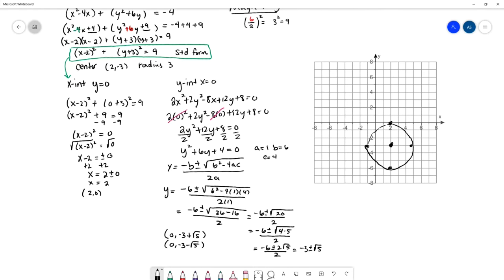What's nice about looking at the graph now is that it confirms what we found earlier, that we have just one x-intercept at (2, 0). And we do have multiple y-intercepts, at negative 3 plus square root of 5, and negative 3 minus square root of 5.